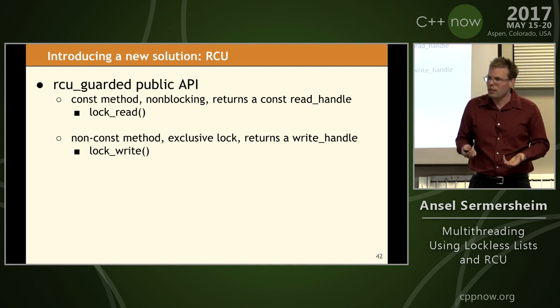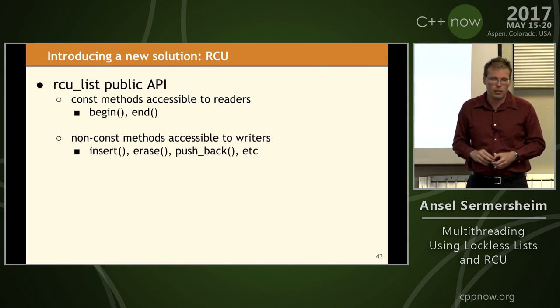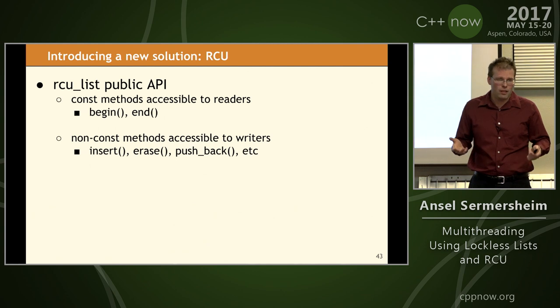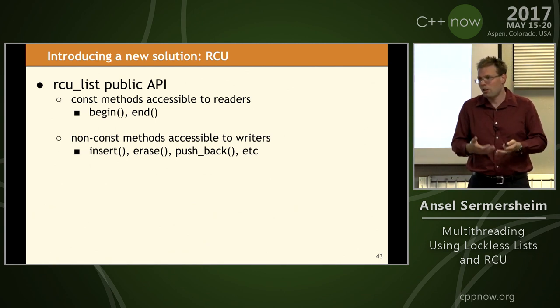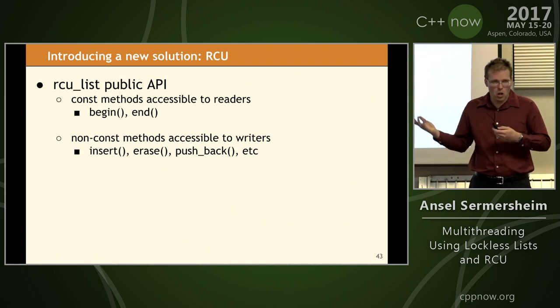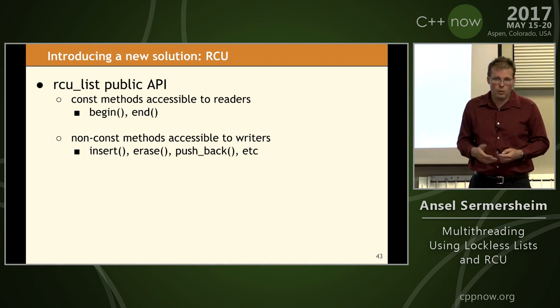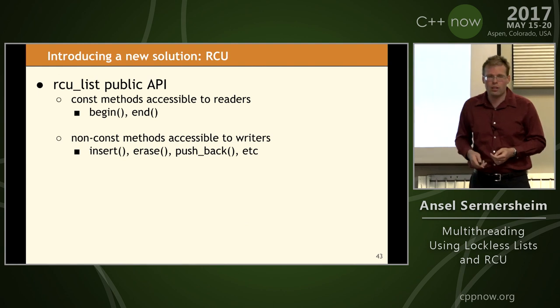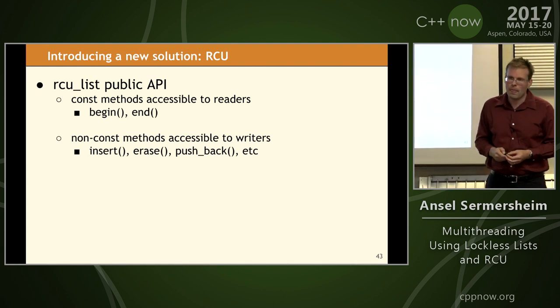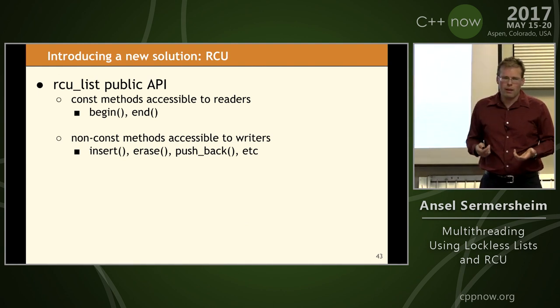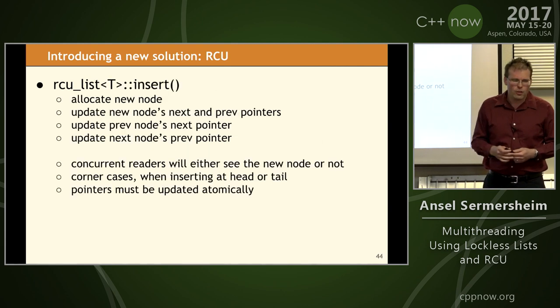What does an RCU list look like to the public? Well, it looks like a sequential container. Const methods begin and end. It has a range. Non-const methods, we can insert, we can erase, we can push back. All the methods you're used to. So it acts just like a regular sequential container. How do we implement this on the inside? Well, let's first look at insert.